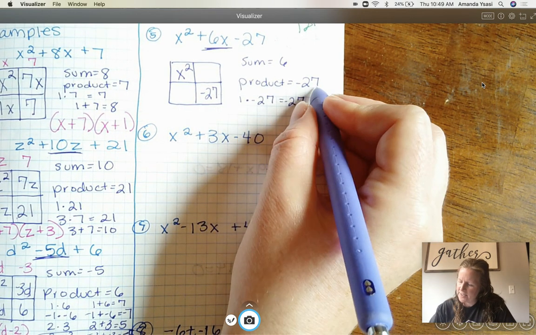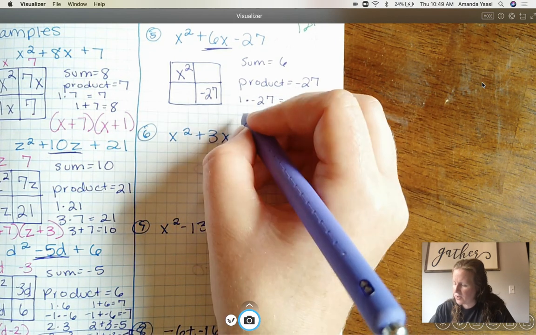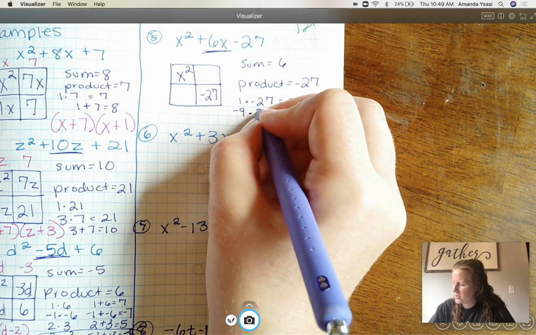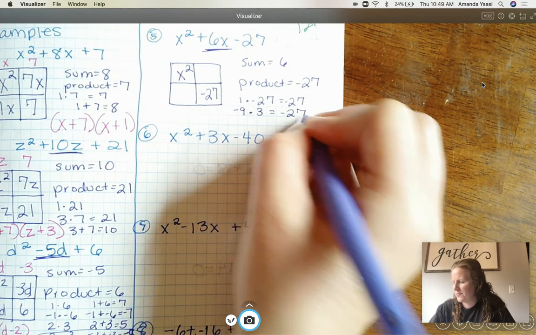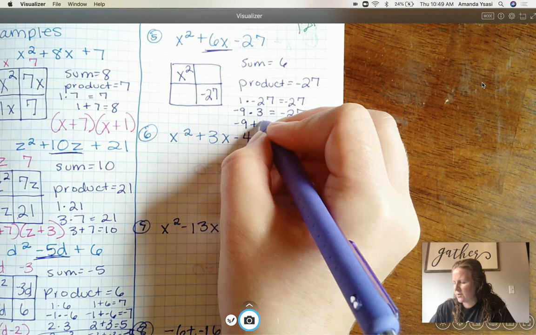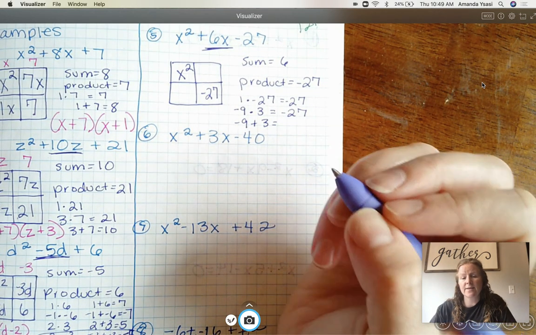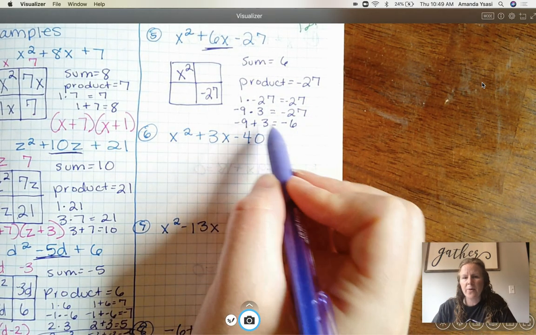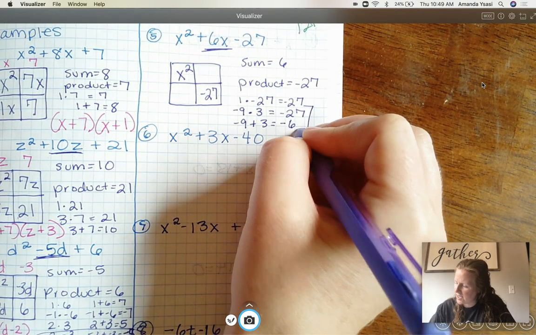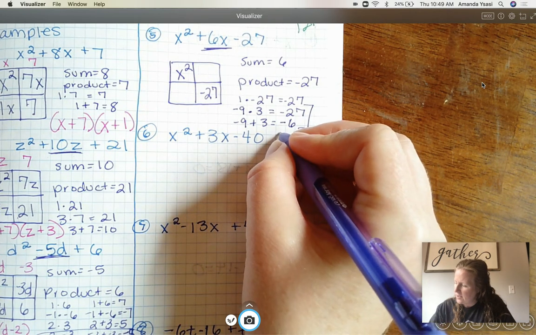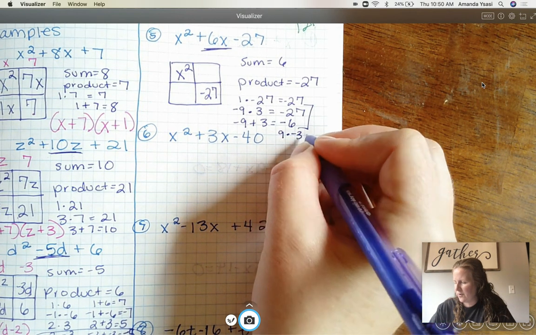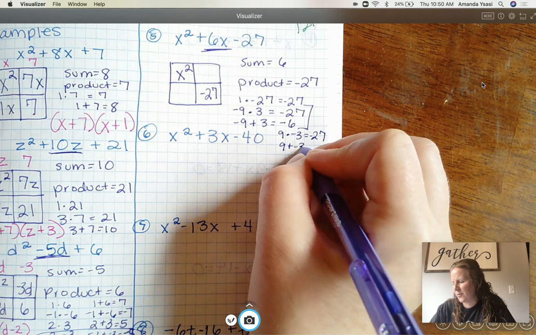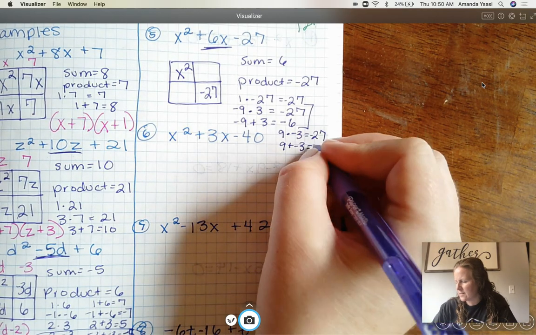Let's see, what else is 27? 9 times 3. So let's do negative 9 times 3. That's negative 27. What is negative 9 plus 3? Take the sign of the larger and you subtract, so it's a negative 6. So that's not it, but we're on the right track. We just need to change the sign here. So it should be a positive 9 and a negative 3 gets negative 27. And 9 plus a negative 3, or 9 minus 3, is 6. So that's it.